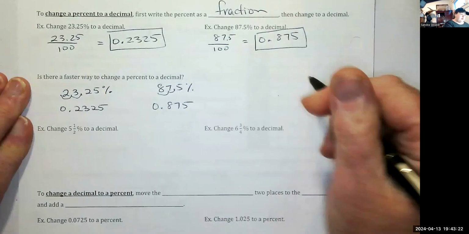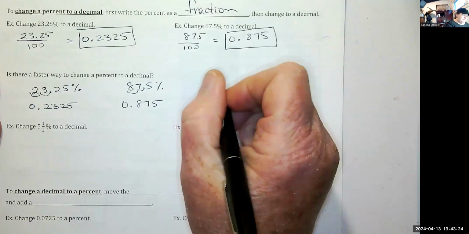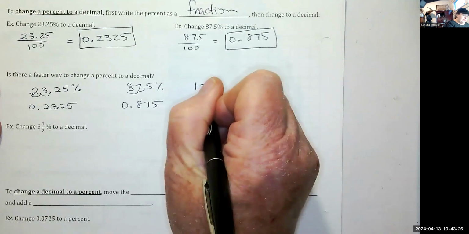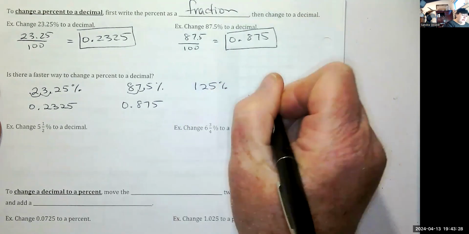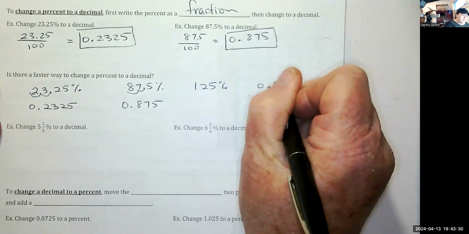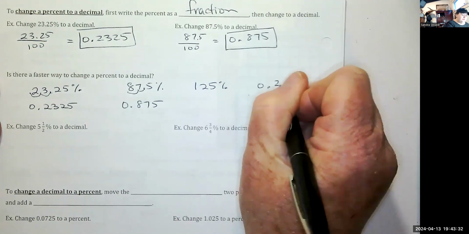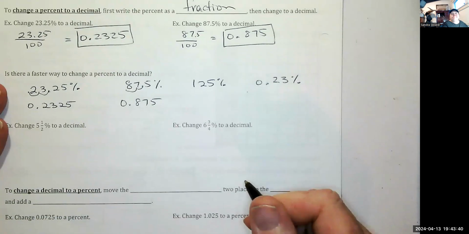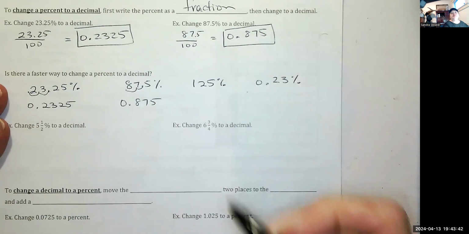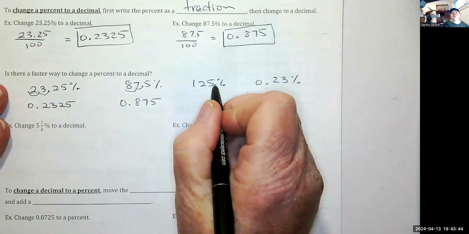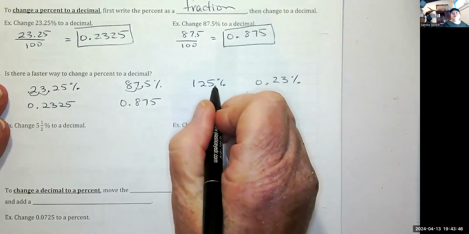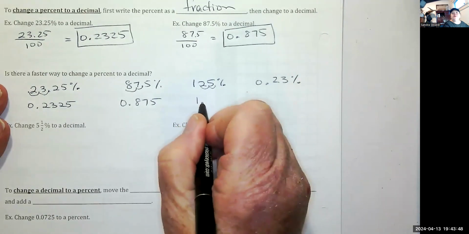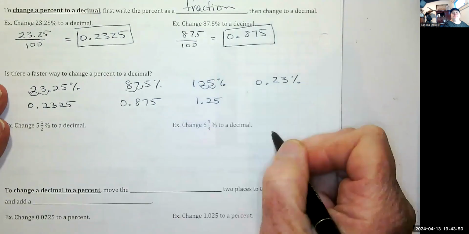I'm going to give you a few more of these. So I'll give you 125% and 0.23%. Take both of those, pause the video, and make those decimals. Okay, for this one, you have to understand that the decimal is here currently, and you're going to move it 2 places to the left. So 1.25 and get rid of that percent symbol.